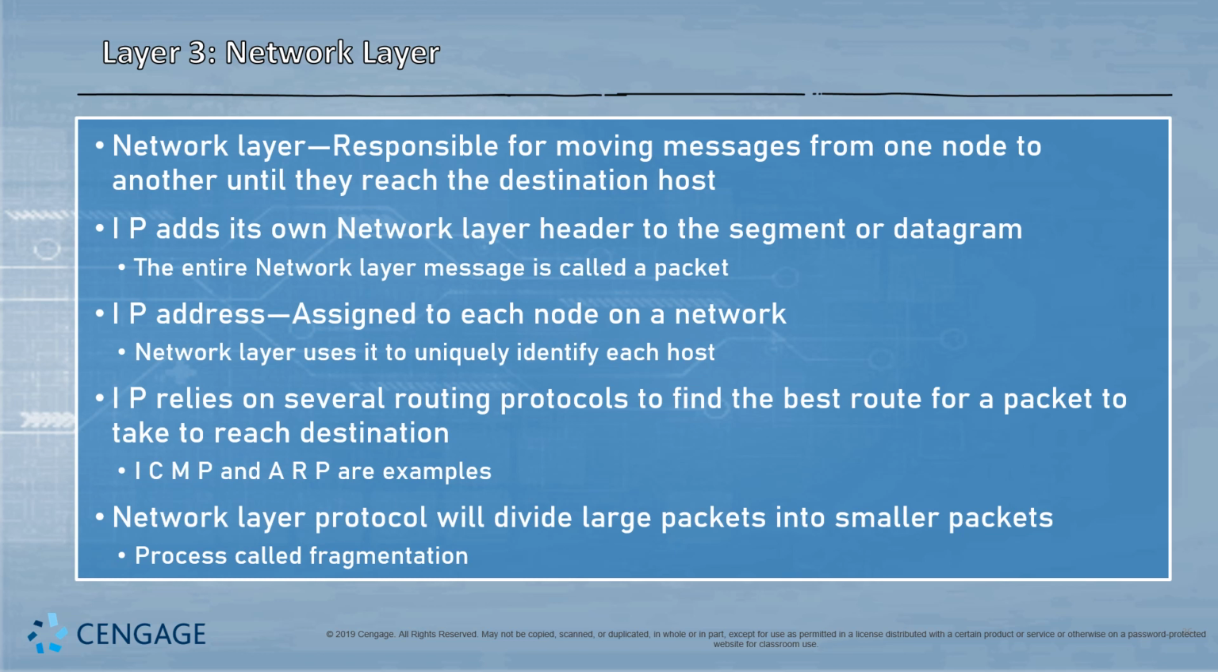IP relies on several routing protocols to find the best route for a packet to move between one or two. So things like ICMP, ARP, what's called IGRP, EIGRP, it's Enhanced Interior Gateway Routing Protocol.